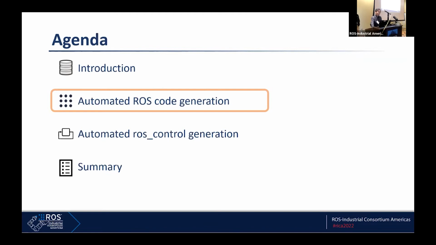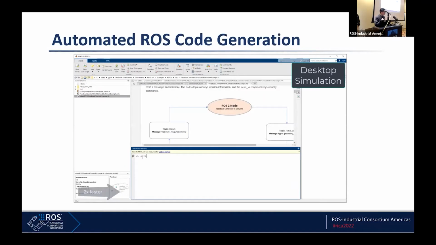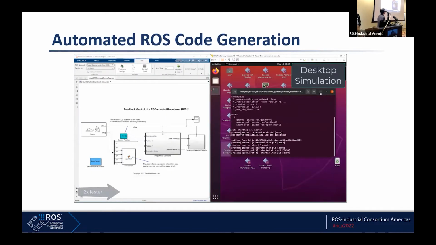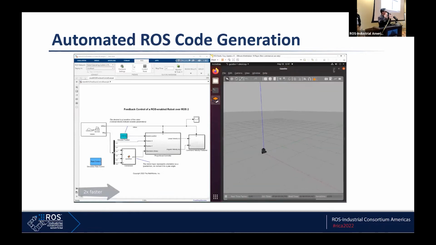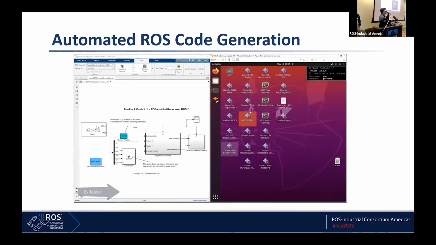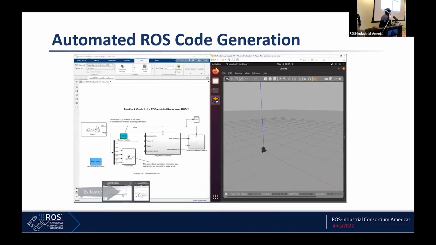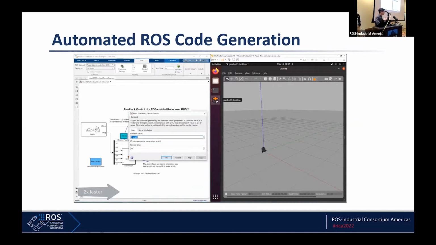Now I'm going to talk about automated code generation from MATLAB Simulink with a couple of examples. This is very simple, not a very complicated, challenging problem. I just want to show the simple concept. You design your ROS-based application within Simulink or MATLAB, and then you connect to the ROS network, ROS-2 in this case, to talk to the Gazebo simulator, and you test that everything works in desktop simulation.